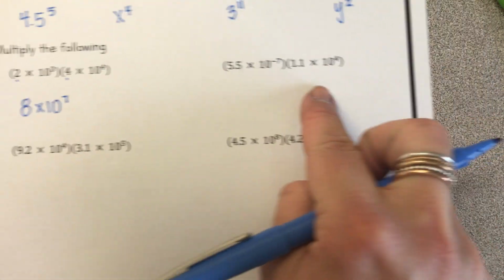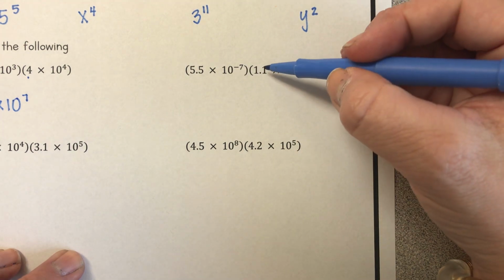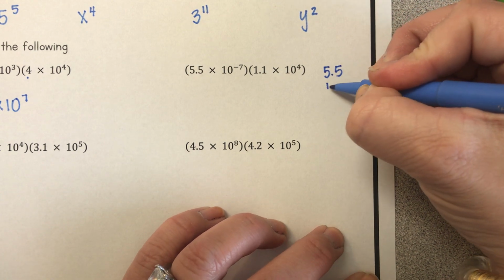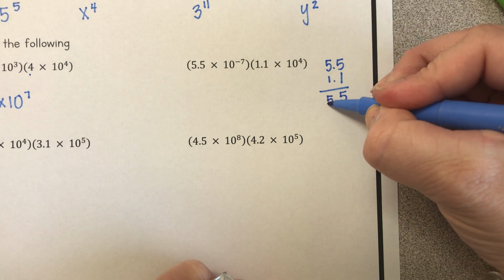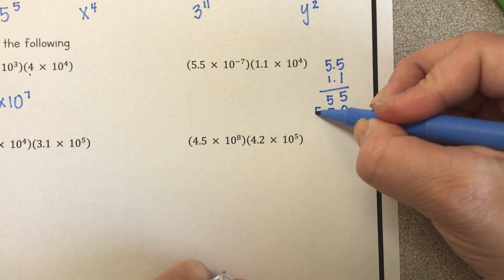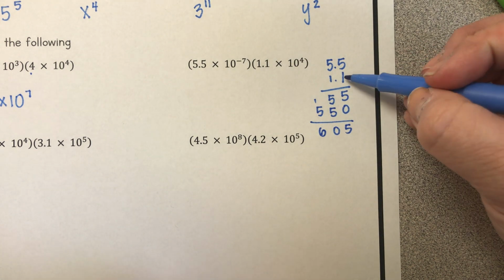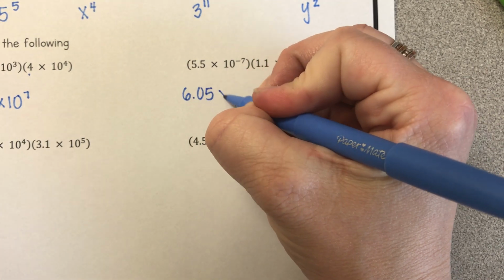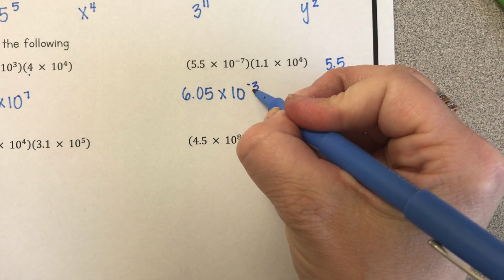Okay, let's look right here at this one. I have 5.5 times 10 to the negative 7th times 1.1 times 10 to the 4th. So I'm going to do 5.5 times 1.1. 1 times 5 is 5. 1 times 5 is 5. Put a 0 to show I was there. 1 times 5 is 5. 1 times 5 is 5. So that's 5, 10, and a 6. Then there should be 2 numbers behind my decimal. So I get 6.05 times 10 to the negative 7 plus 4 is negative 3 power.